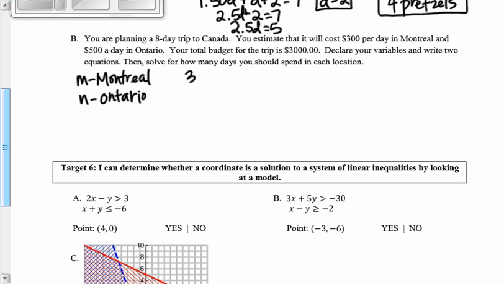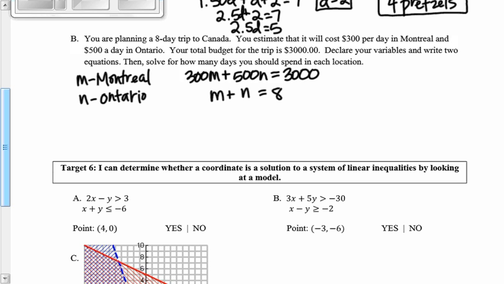It's worth $300. It told us that. A day in Ontario is worth $500. Money plus money should equal total money, so equals $3,000. The only piece of information we haven't used yet is the fact this is an 8-day trip. So that's a total. So when we add together Montreal plus Ontario, it should equal 8 total. This is our system. Now we're going to solve it.